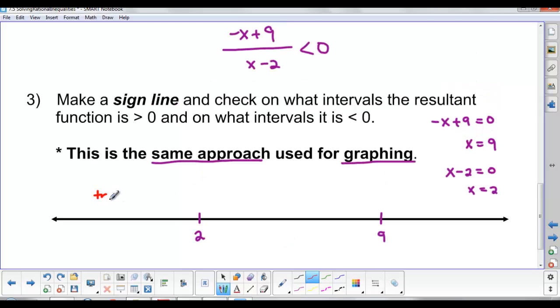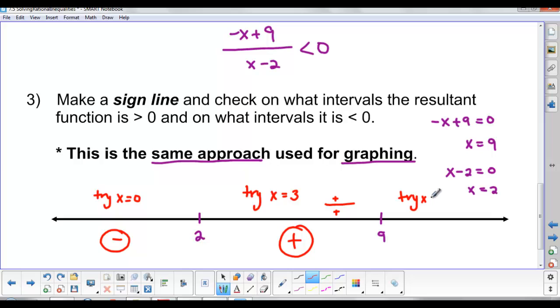Let's try when x is equal to 0, because that's less than 2. Subbing 0 in here, we would end up with a positive over a negative, so altogether we'd end up with a negative value. In between 2 and 9, let's try x equals 3. When we sub 3 into our function, we'd have -3 + 9, which is positive, and 3 take away 2, which is also positive, so altogether we end up with a positive value. And for anything greater than 9, let's try x equals 10.